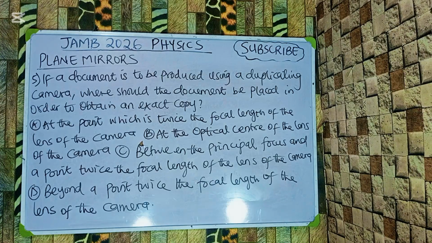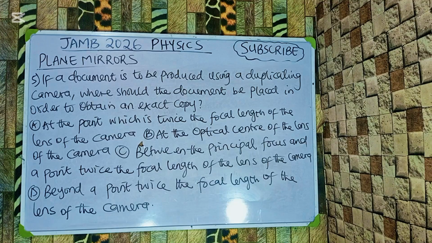Question 5. If a document is to be produced using a duplicating camera, where should the document be placed in order to obtain an exact copy? We have the following options. Option A, at the point which is twice the focal length of the lens of the camera. Option B, at the optical center of the lens of the camera. Option C, between the principal focus and a point twice the focal length of the lens of the camera. Option D, beyond a point twice the focal length of the lens of the camera.